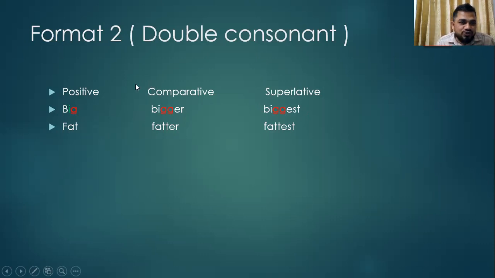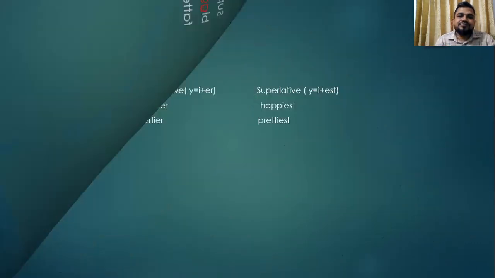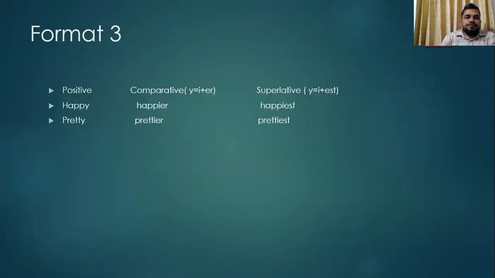Let's go to format three. Positive, comparative, superlative. Happy, pretty. We are looking at Y at the end of the adjective, and before Y we are looking for a consonant. Then you have to remember that in the comparative form, Y will become I and you add ER. For superlative form, Y will become I and you add EST.